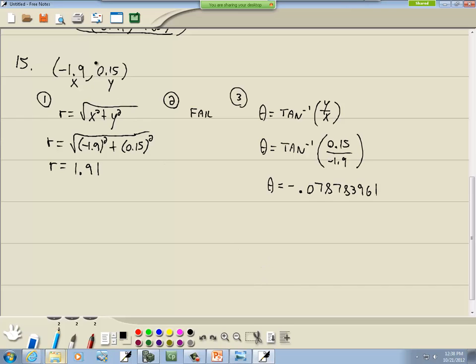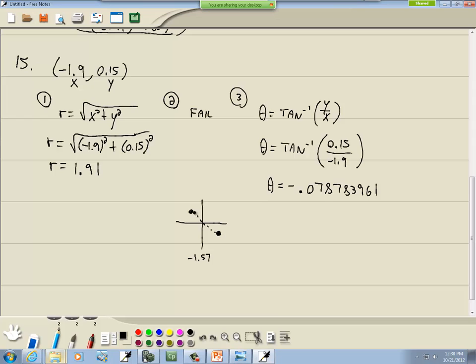Now, let's look at what we got here. For our point, x is negative 1.9, x is negative, y is positive. So we're over here somewhere. Let's see what we came up with. Negative 0.07. Well, if this is 0, down to here would be negative 1.57 if I was going in this direction. So negative 0.07 is somewhere over here. Don't know where. But obviously it's in the wrong quadrant, isn't it?